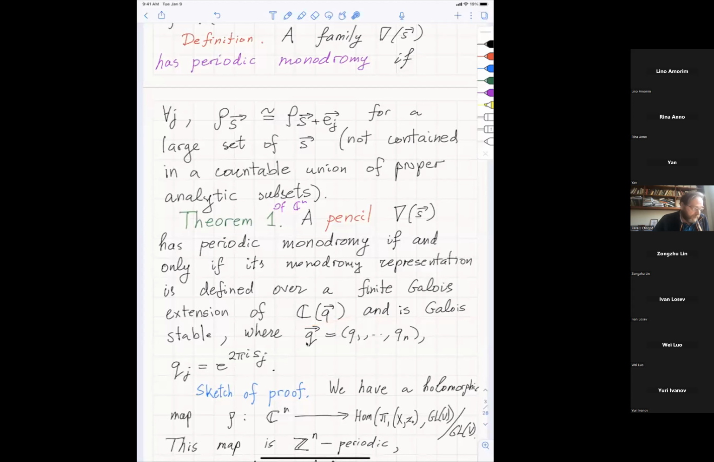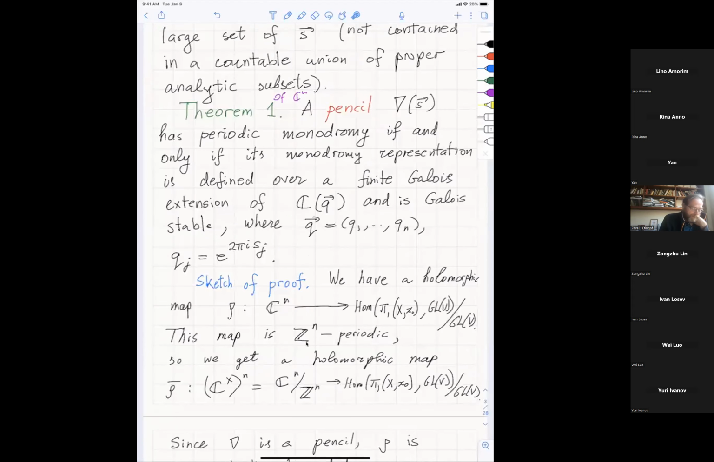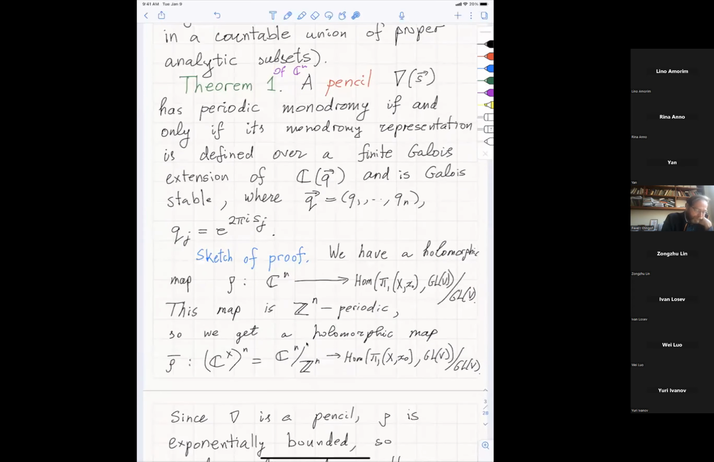But really, the statement is that if rho is periodic, then in fact you can write it in terms of trigonometric functions of S, or maybe some algebraic functions of trigonometric functions of S. So let me explain the idea of the proof. We have a holomorphic map from C^n to representations of pi 1. Well, this is a stack, so you have to be careful, but I'm going to skip that in the talk. In the paper, it is written more carefully.